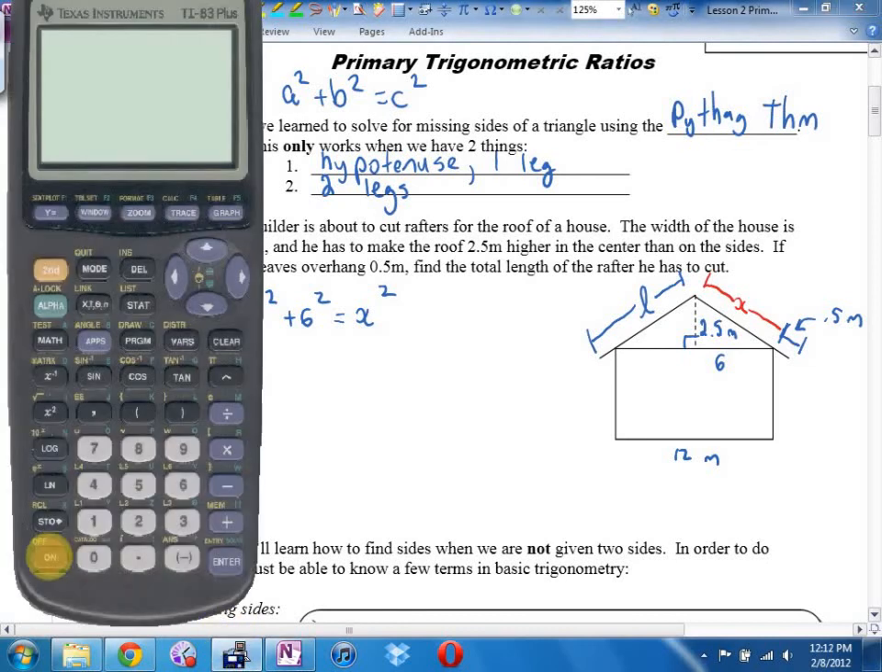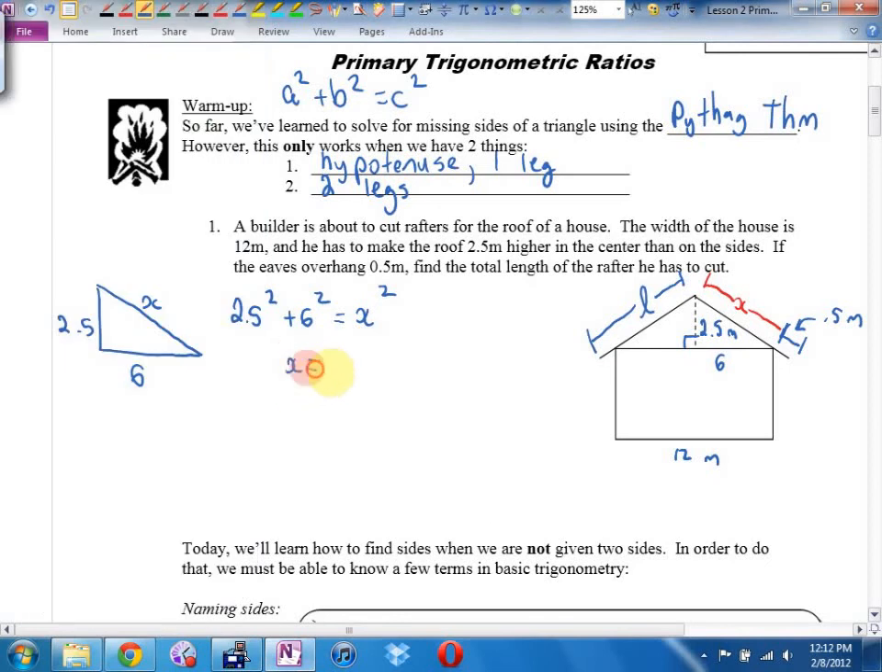It's going to be 2.5 squared plus 6 squared equals the square root. You get x equals 6.5. Don't forget the square root. Am I okay, Colleen, if I just right now go x equals 6.5?